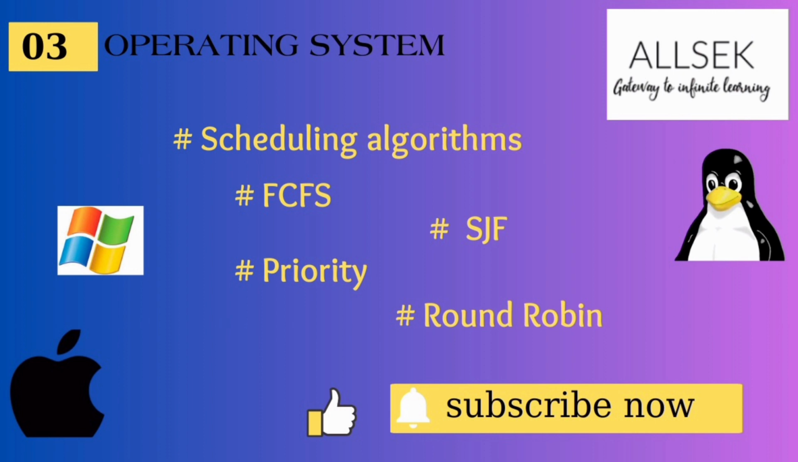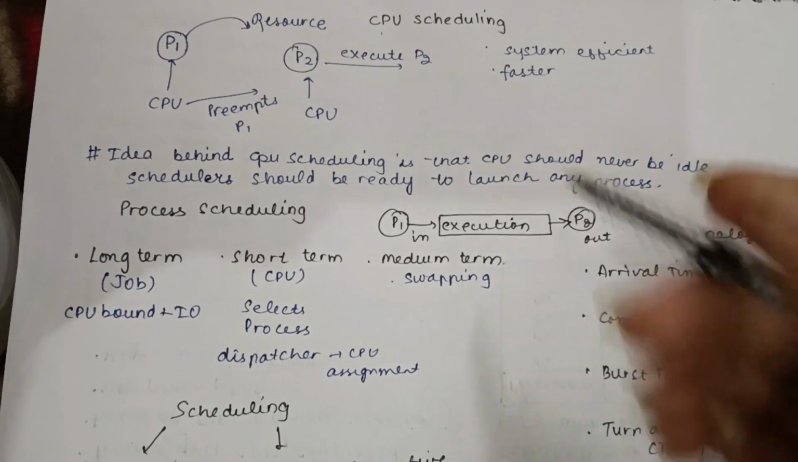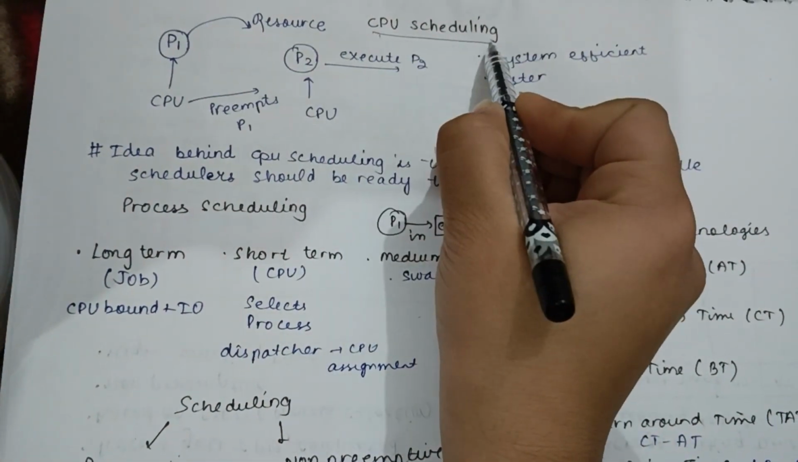So presenting to you the third lecture on operating systems. In this lecture we will be covering the different scheduling algorithms, including first come first served, round robin and so on. This video covers all aspects of scheduling algorithms. Believe it or not, you will find this video very useful for your competitive exams as well as your university exams. So let's start with today's topic, which is CPU scheduling.